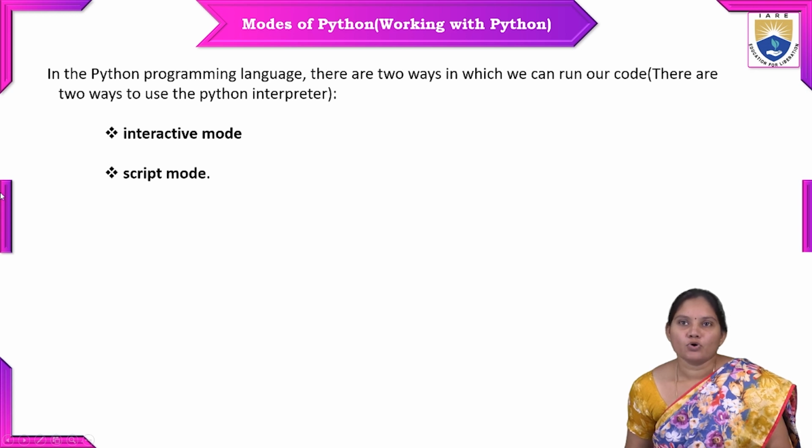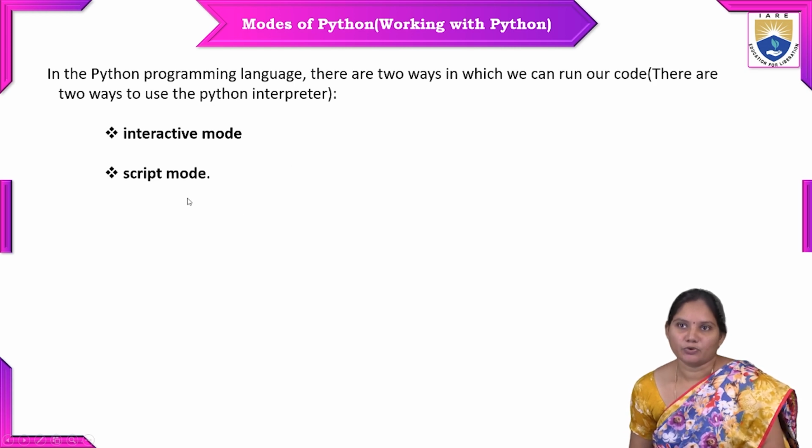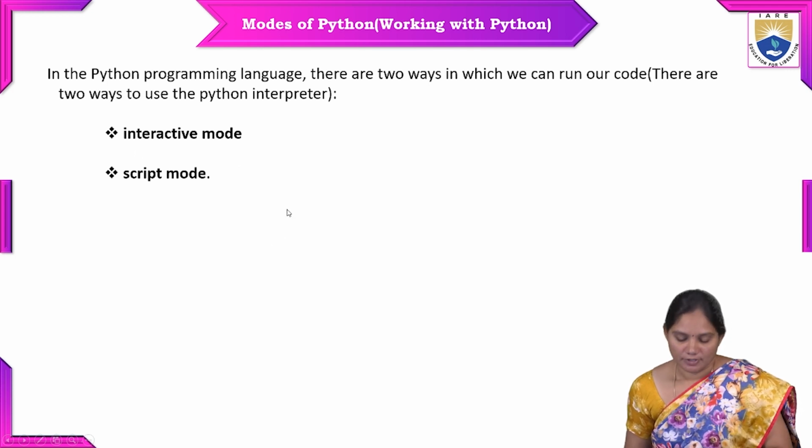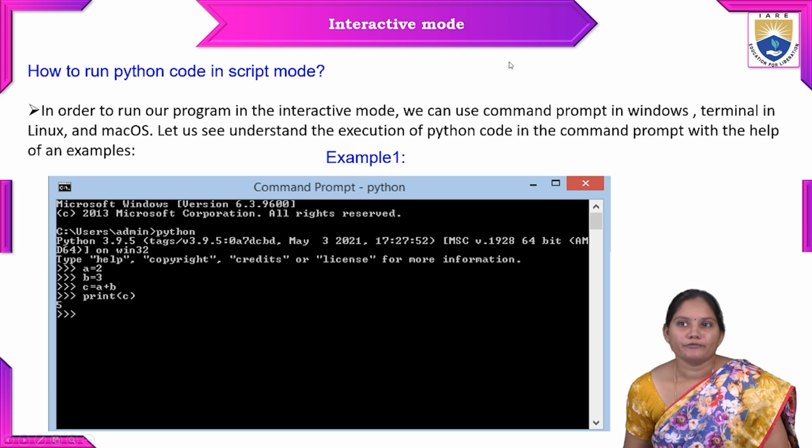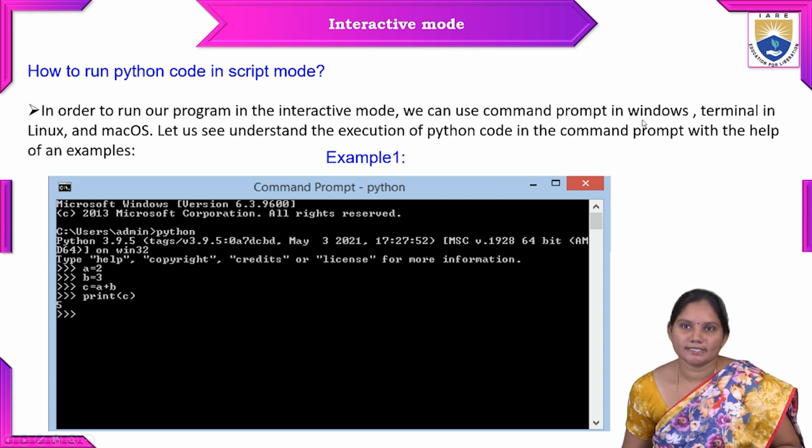And the next one is the modes of Python. The Python programming language has two types of modes. The first one is interactive mode. The second one is script mode. These are used to execute Python programs. In the first, interactive mode, we can execute the Python code using the command prompt and also the Linux and Mac OS terminals.